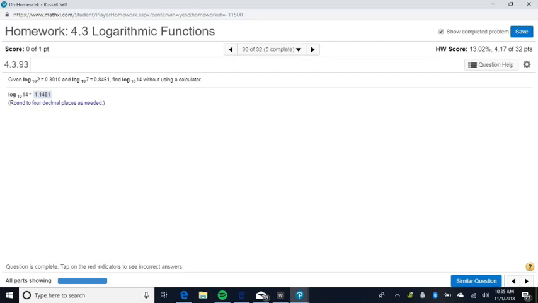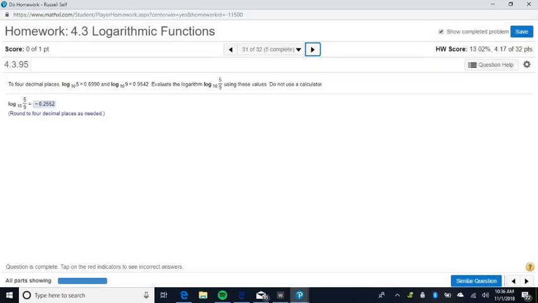Okay? All right, let's look at the next one. Same kind of process. It's going to go on with these. So if you have two pieces and you know the two pieces, you can put them together to find the bigger one. Okay, here we go. To 4 decimal places, log base 10 of 5 equals that, and log base 10 of 9 equals that. Find the logarithm of log base 10 of 5 over 9 using these values. Do not use a calculator.